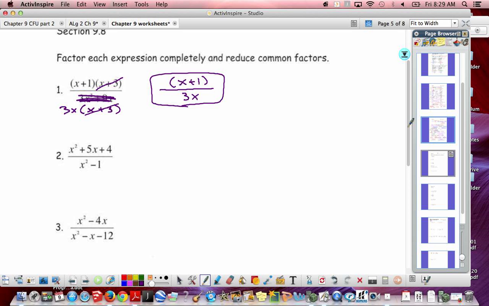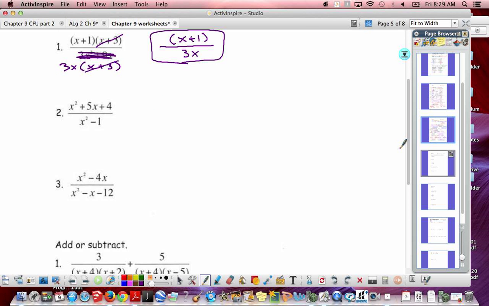On number 2, same process, you just want to factor and simplify. So factors of 4 that add up to 5 is x plus 4, x plus 1. This is a difference of perfect squares. I get x plus 1, x minus 1. Once I have it factored, I look at what they have in common. The x plus 1's cross out, so I'm left with x plus 4 over x minus 1.